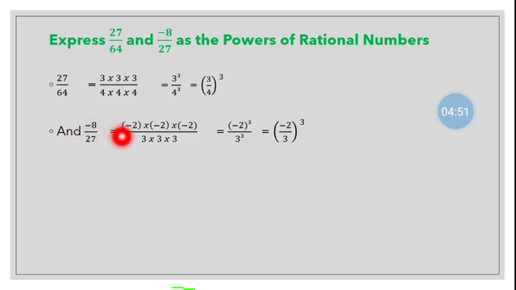And minus 8 upon 27 is equal to minus 2 into minus 2 into minus 2. That's minus 2 into minus 2, which is plus 4, into minus 2, which is minus 8, upon 3 into 3 into 3, which is 27. So this equals minus 2 raised to the power 3 upon 3 raised to the power 3. As minus 2 is multiplied 3 times and 3 is also multiplied 3 times, the power is 3, which equals minus 2 upon 3 the whole raised to the power 3.